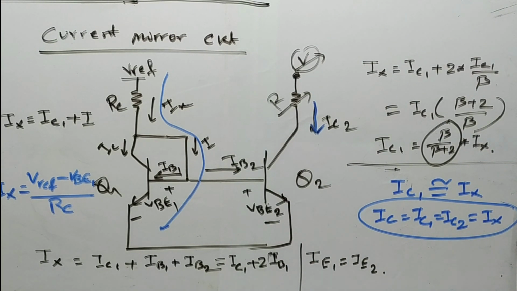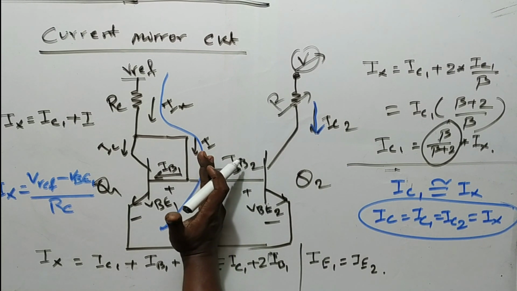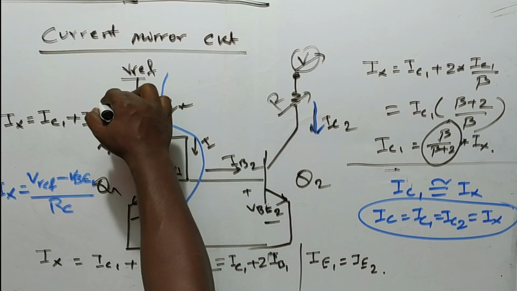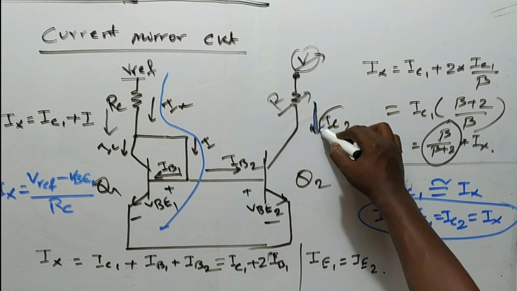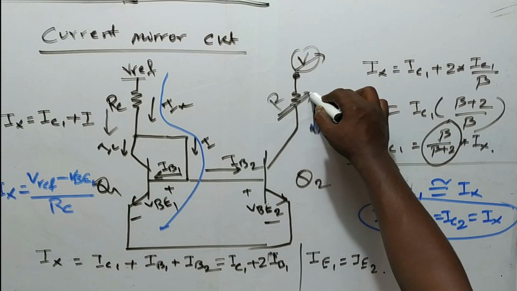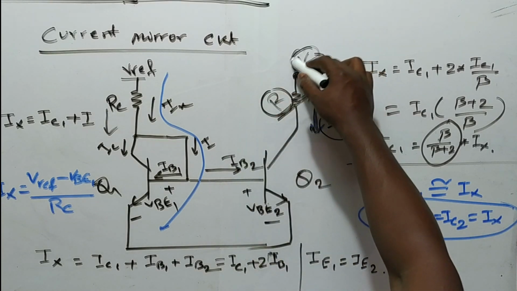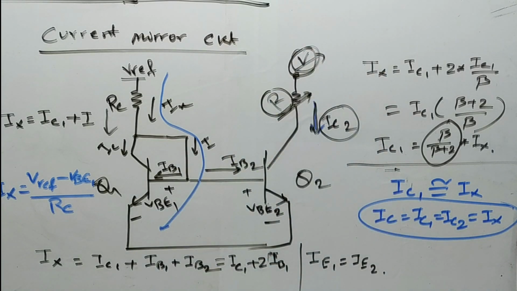Here you see why it is called a current mirror circuit: if I put a mirror here, then you see that the current in this branch and the current in this branch are equal, and this current IC2 doesn't depend on this resistance R and this voltage V. But there is a certain limitation.